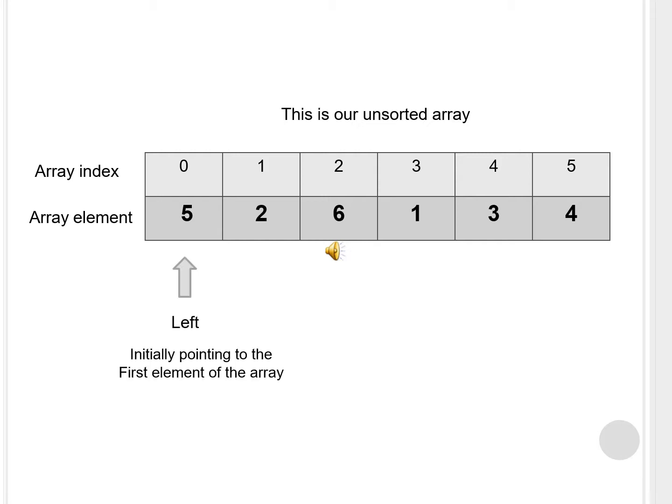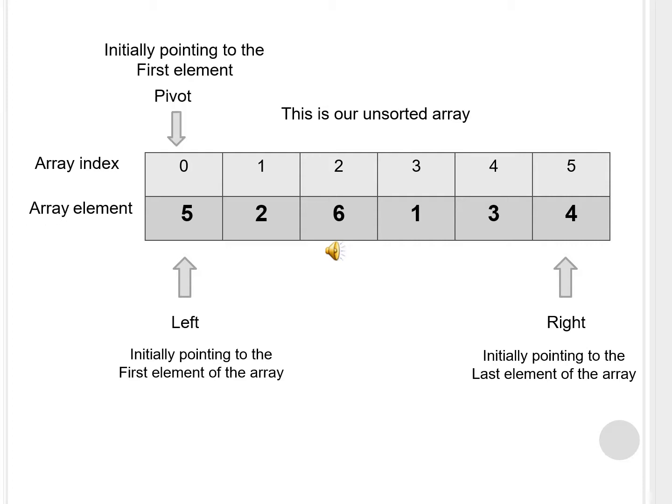There are certain pointers used in quick sort. First is left, initially pointing to the first element of the array. Next pointer is right, which is initially pointing to the last element of the array. The last pointer used in quick sort is pivot, which is initially pointing to the first element of the array.